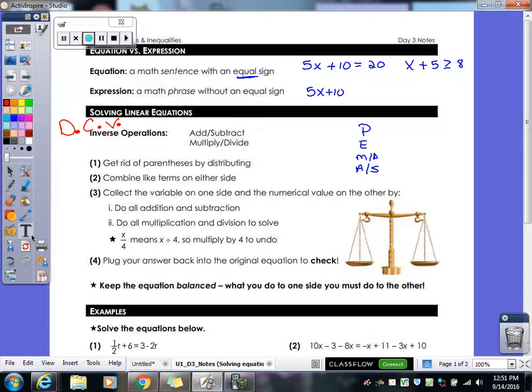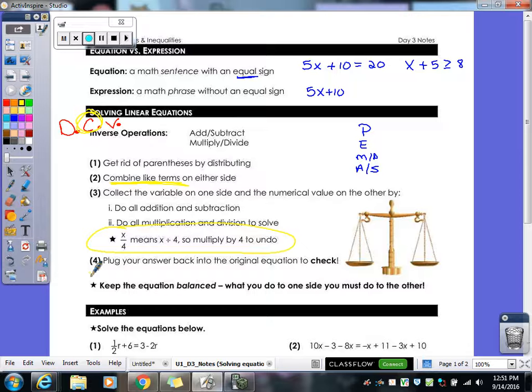So D, distribute, it's the C part, the combining like terms, that gets everybody, okay? You got to know that you have to combine things on one side before you start to move anything, all right? And this is another thing that you have to remember. If you have something that looks like this, x divided by 4, this bar means divide. Opposite of divide is multiply by 4, okay?